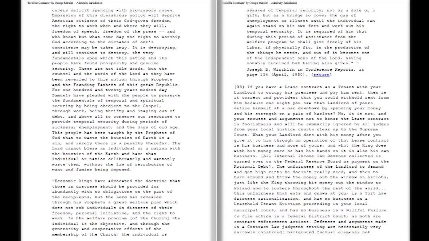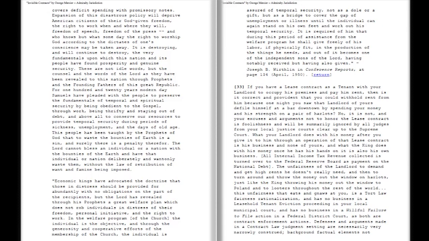Expansion of this disastrous policy will deprive American citizens of their God-given freedom, the right to work when and where they will, freedom of speech, freedom of the press, and who knows but what someday the right to worship God according to the dictates of one's conscience may be taken away. It is destroying, and will continue to destroy, the very fundamentals upon which this nation and its people have found prosperity and genuine security. These are not idle words, but the counsel and the words of the Lord as they have been revealed to this nation through prophets and the founding fathers of this great republic.